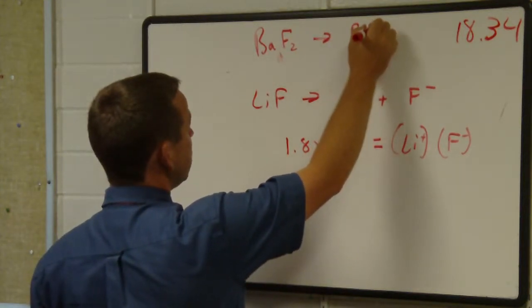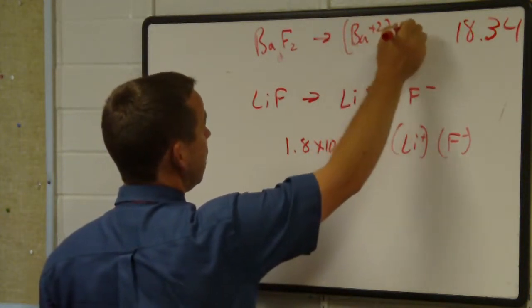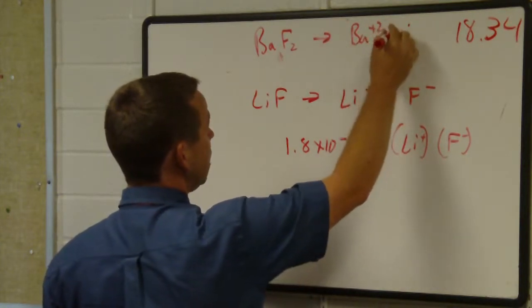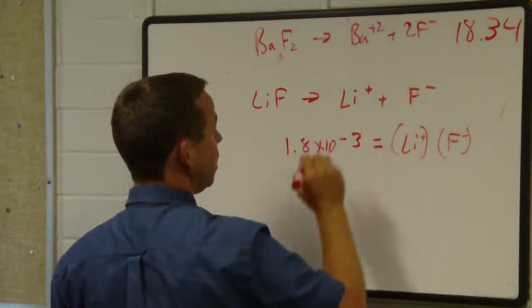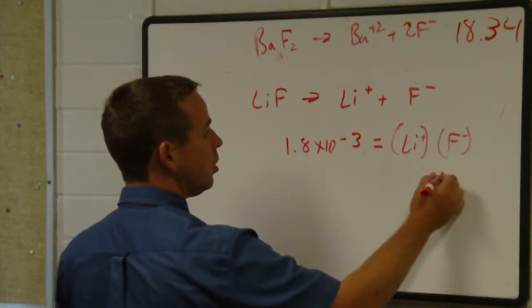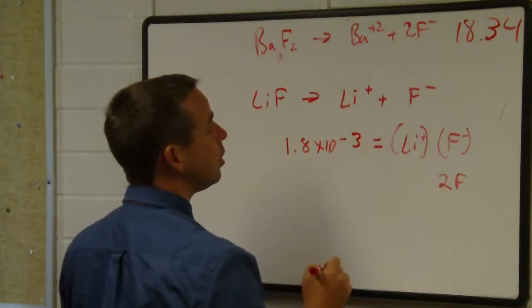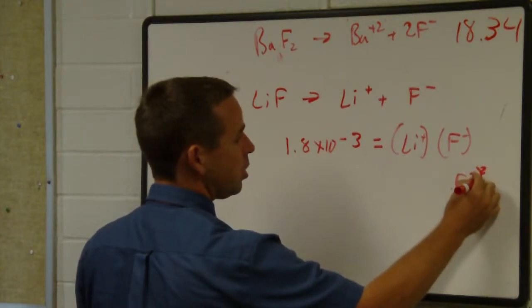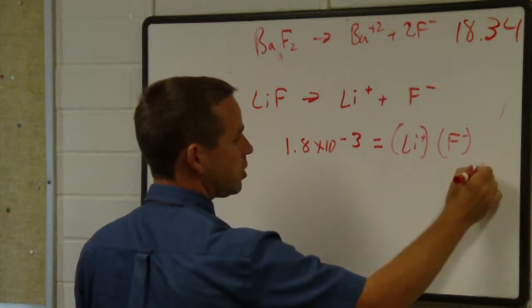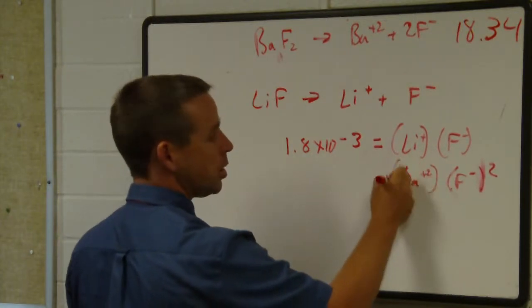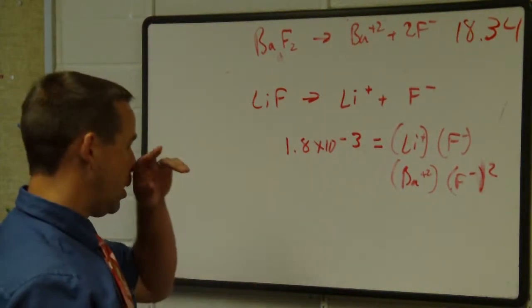So we have barium plus 2 ion, and we have, well, it's just ionizing the barium ion and then 2 fluoride ions. And so the equilibrium expression is going to be F minus squared there, and this is barium plus 2 in its concentration.